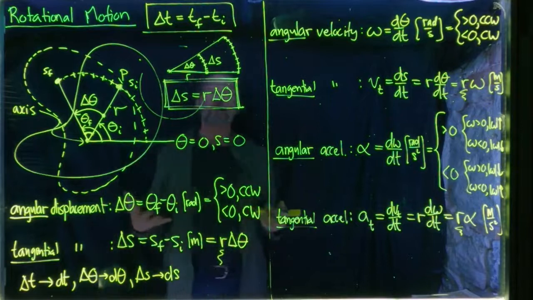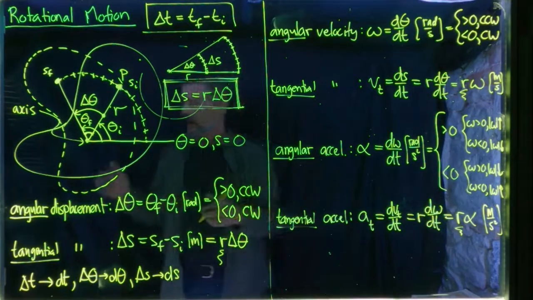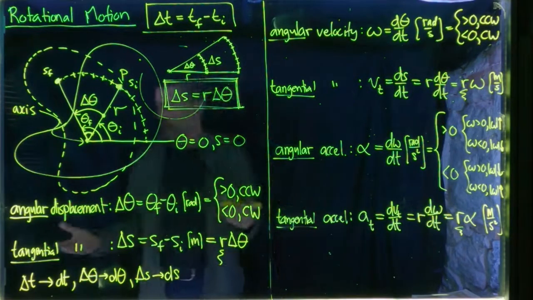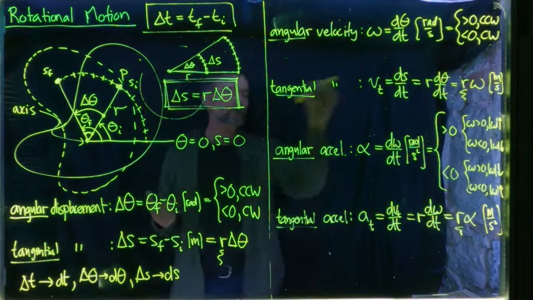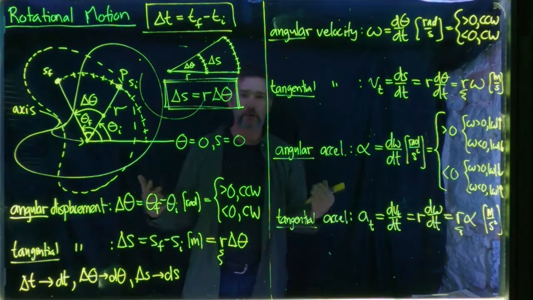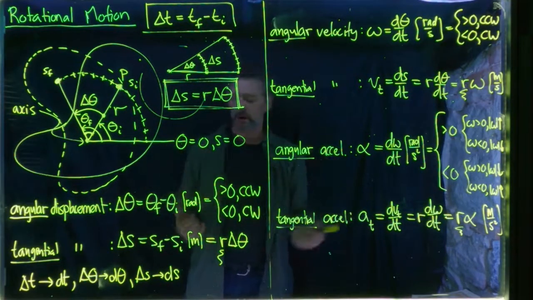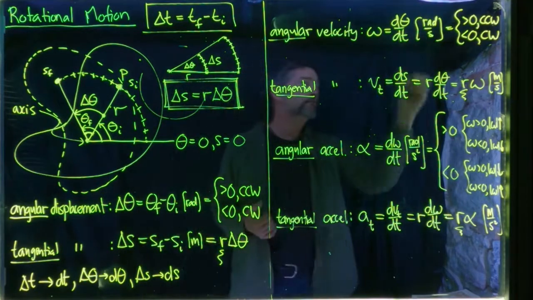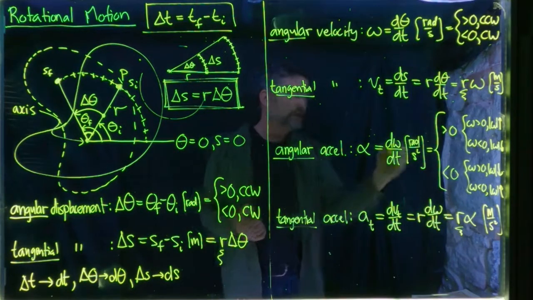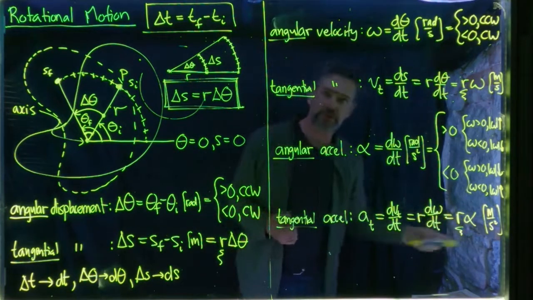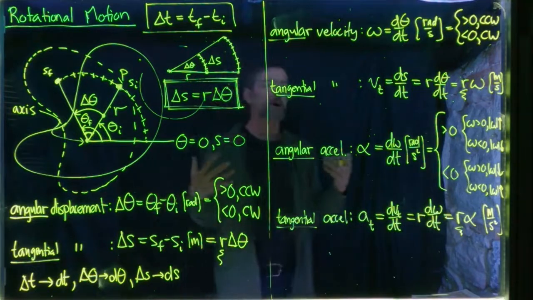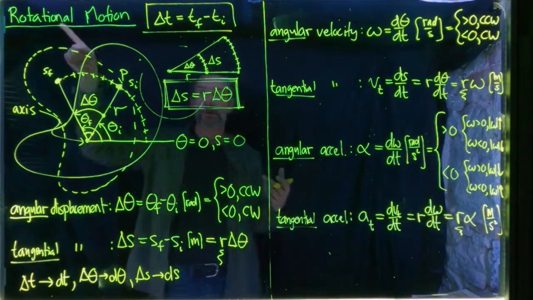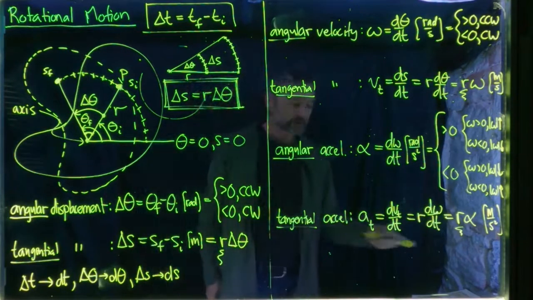It's the factor of r that allows you to translate between angular quantities, angular displacement, angular velocity, angular acceleration, to tangential quantities, tangential displacement, tangential velocity, tangential acceleration. You take the angular quantity and you multiply by r. So instead of dealing with radians, you're dealing with meters. Instead of radians per second, meters per second. Instead of radians per second squared, meters per second squared. So it's very important that you wrap your mind around this distinction between angular and tangential quantities in rotational motion. It's really central to understanding a lot of stuff.